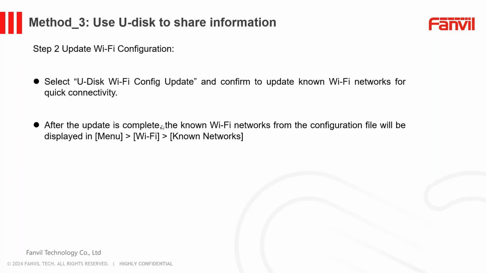The second step is selecting the UDisk Wi-Fi config update and confirming to update known Wi-Fi networks for quick connectivity. After the update is complete, the known Wi-Fi will be shown under the menu Wi-Fi known networks. So once the phone gets the information from the UDisk, it will show the connected SSID or the known SSID under known networks.